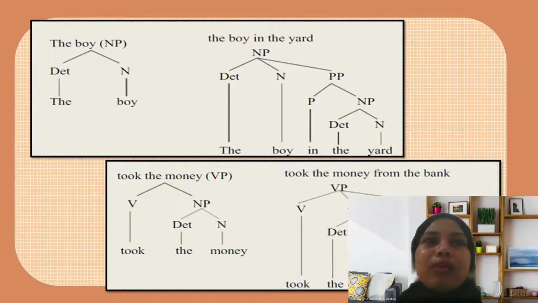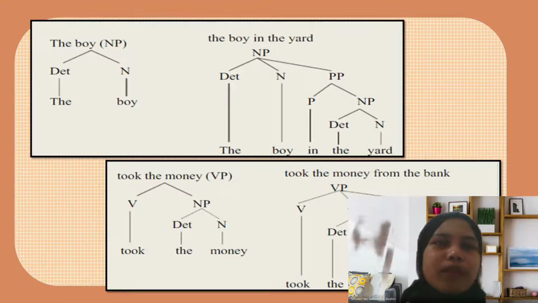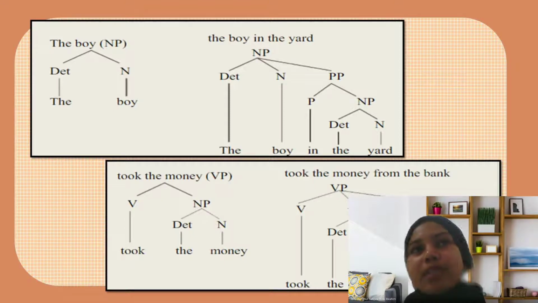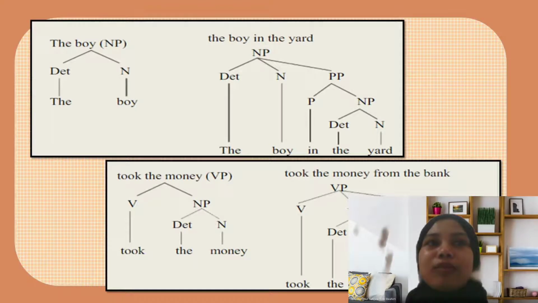And the second one we have verb phrase, which is took the money. Verb is the word took, and the is the article, money is the noun. And beside it, we have took the money from the bank. Took is the verb, the money is the noun phrase, and the is the article, money is the noun. From the bank, from is the preposition, the is the article, and bank is the noun.